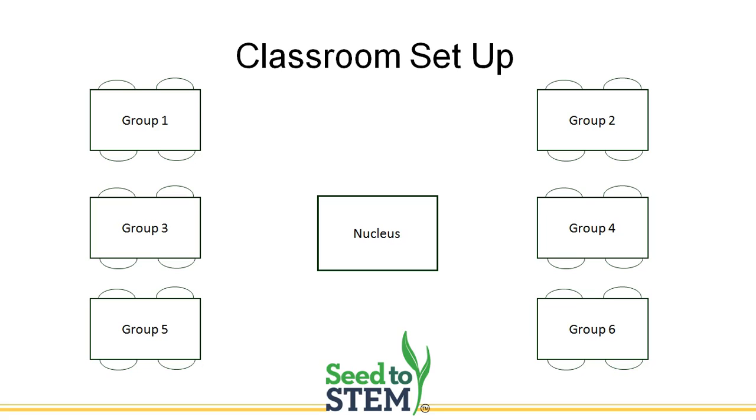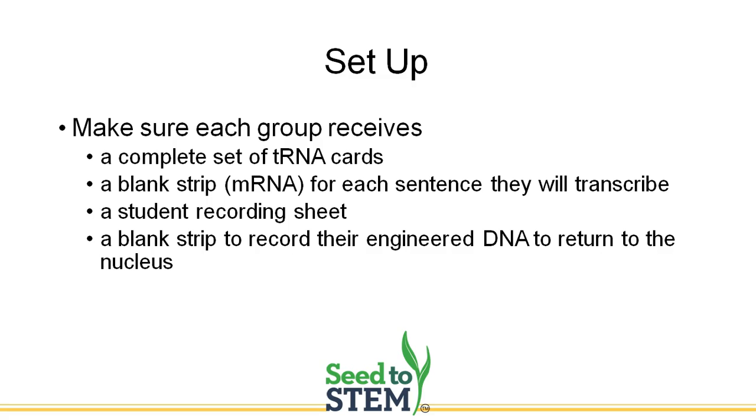This is one example of how you could set up your room. Notice there are 4 participants in each group. The lab write-up has 4 sentences to be transcribed, and this would give each participant a chance to transcribe 1 sentence. Each group will need a complete set of tRNA cards, a blank strip of mRNA for each sentence they will transcribe, typically 4, and a student recording sheet. You can provide one for each student if you would like. They will also need a blank strip to record their engineered DNA that will be returned to the nucleus.